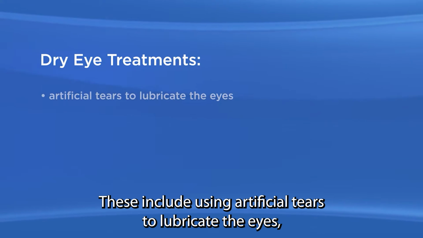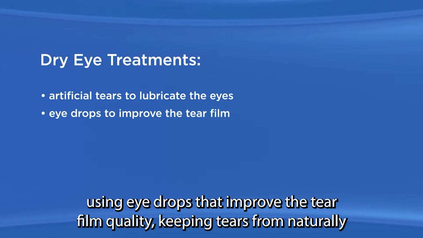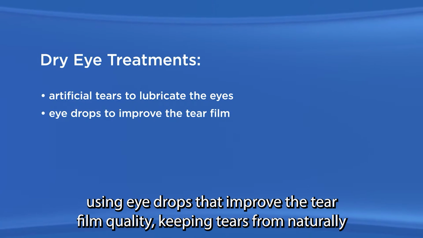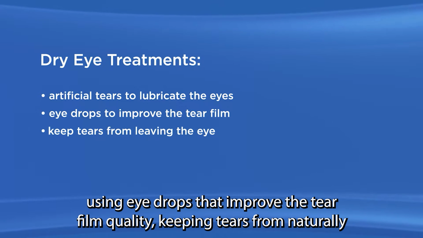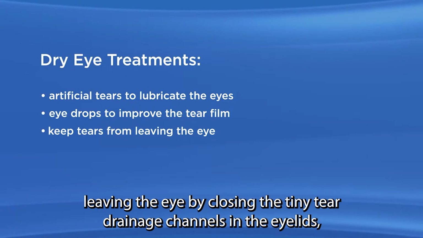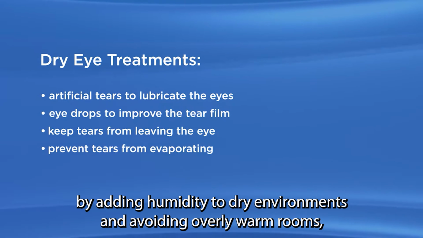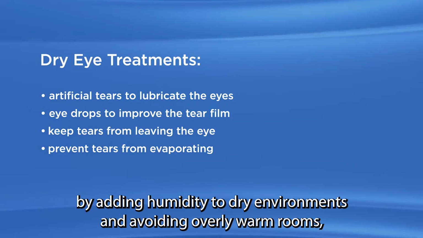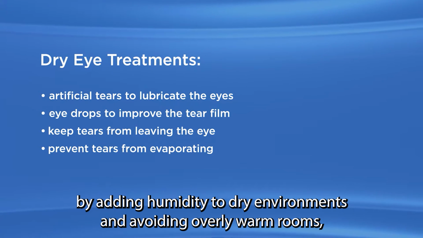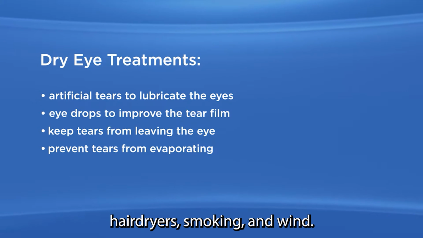These include using artificial tears to lubricate the eyes, using eye drops that improve the tear film quality, keeping tears from naturally leaving the eye by closing the tiny tear drainage channels in the eyelids, preventing tears from evaporating by adding humidity to dry environments, and avoiding overly warm rooms, hair dryers, smoking, and wind.